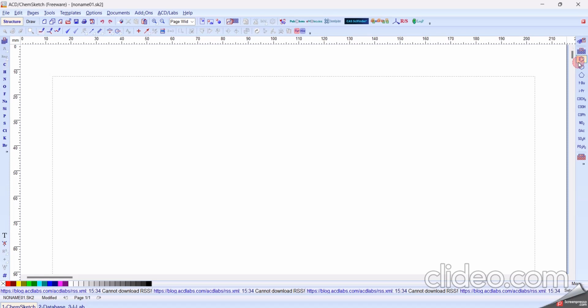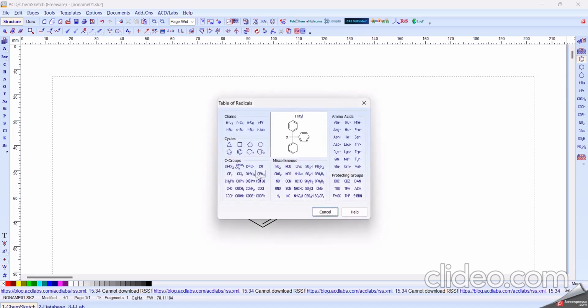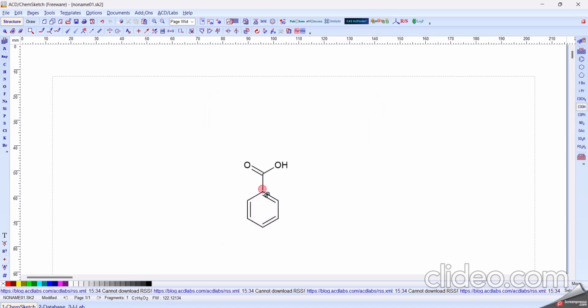First draw benzene, then select COOH, carboxyl group, then select CH3, then oxygen. That's all. This is our structure of aspirin.